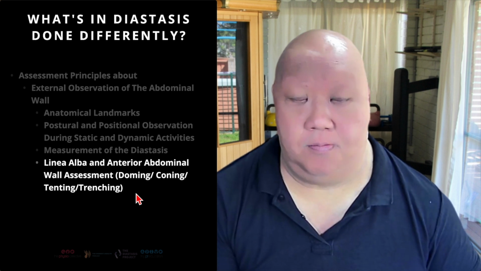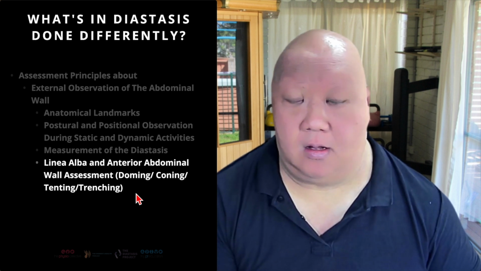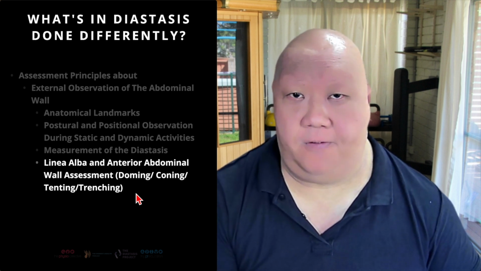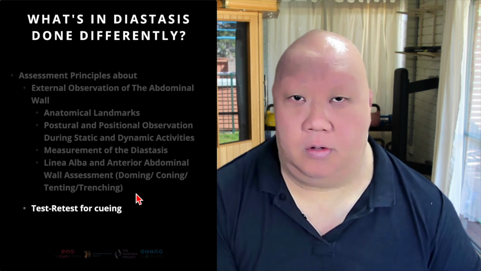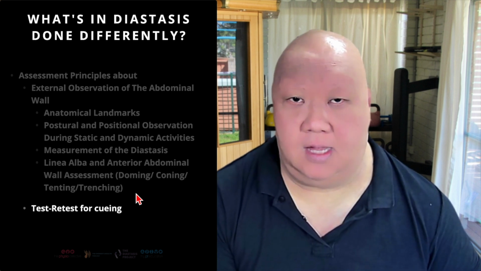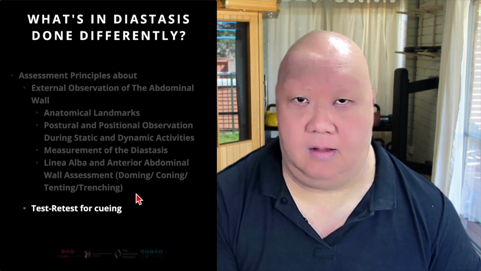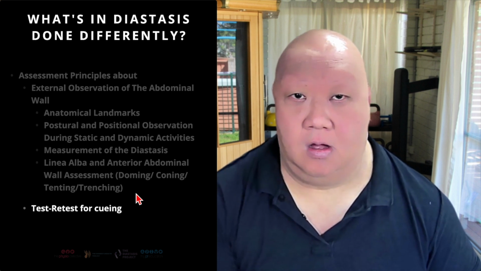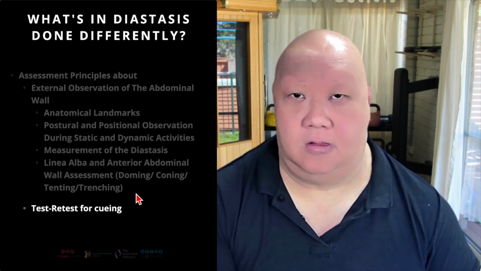We're going to look at the oblique contractions, what they look like on ultrasound, as well as how they feel under your fingers. We're also going to look at how to use test-retest for the different cues that you might want to give and see the effect of those on the abdominal wall and the diastasis.